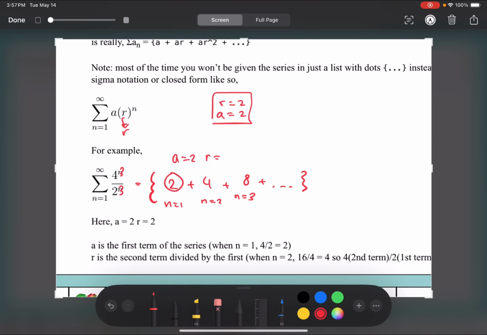And then what's R? To find R through looking at the actual series itself, you just take the second term divided by that first term. So 4 divided by 2 is 2. So that's another way to find it.